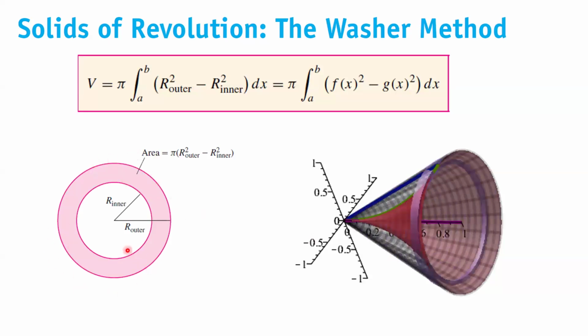The area of the washer is pi times the larger radius to the second minus the smaller radius to the second. Basically, what you are doing is subtracting the smaller area from the larger area.